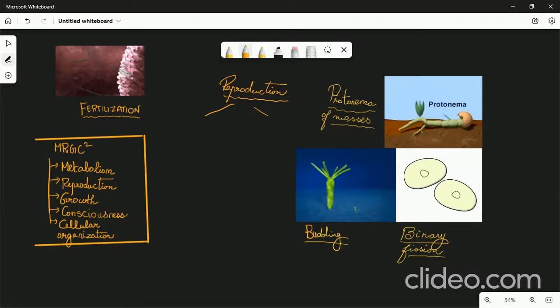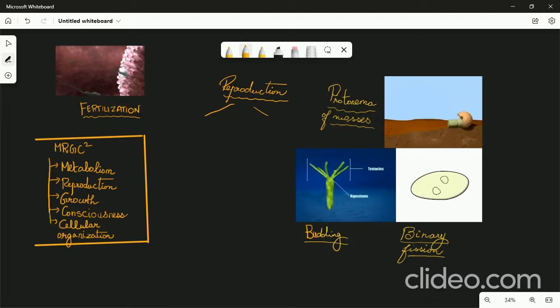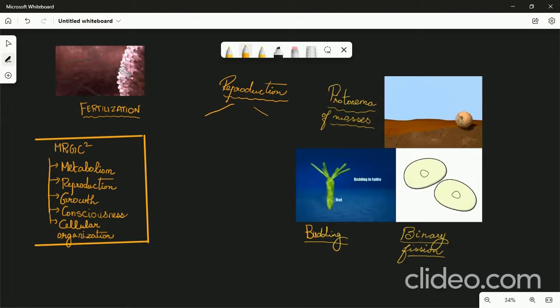So what is metabolism? It is the biochemical changes that occur in living organisms. It is divided into two types. One is anabolic reaction, the next one is catabolic reaction. In anabolic reaction it always leads to construction, for example photosynthesis. In catabolic reaction it always leads to destruction, for example respiration. So now we can move on to reproduction.